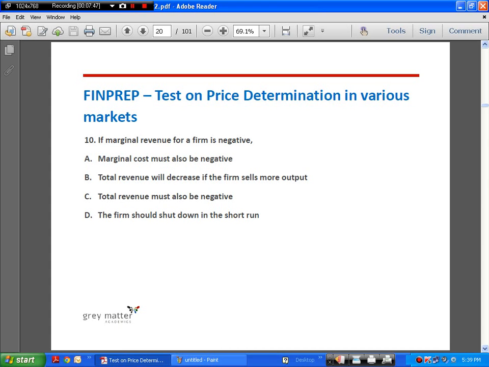So when the marginal revenue for a firm is negative, it shows that the total revenue is decreasing as the firm sells more output. That is option B. This is so because marginal revenue is nothing but changes in total revenue brought out by changes in output that is sold. So if marginal revenue is negative, the addition made to total revenue is decreasing.